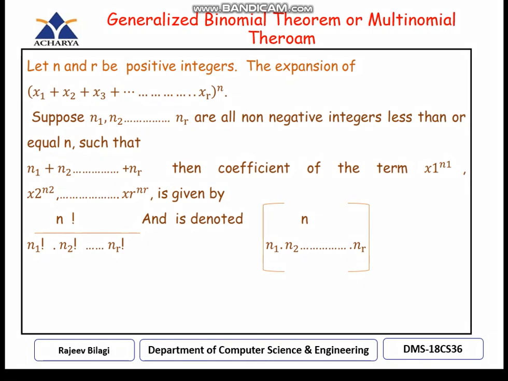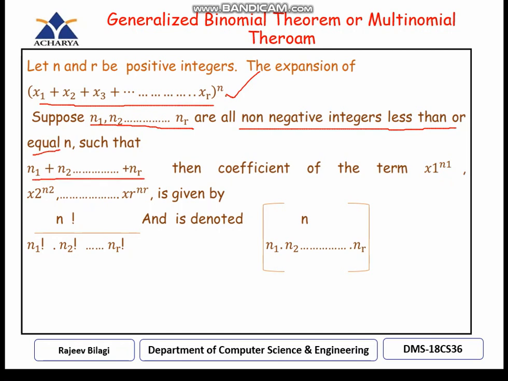Okay, this is what we have seen in the previous form of the binomial theorem. So in general, if we have many terms like (x1 plus x2 plus x3 up to xr) to the power of n, where n1, n2, n3 up to nr are all non-negative integers and all less than or equal to n, with n1 plus n2 plus up to nr equal to n, then the coefficient of x1 to the power of n1, x2 to the power of n2 up to xr to the power of nr is given by this. This is very important: n factorial divided by n1 factorial into n2 factorial up to nr factorial, and it is denoted by this.